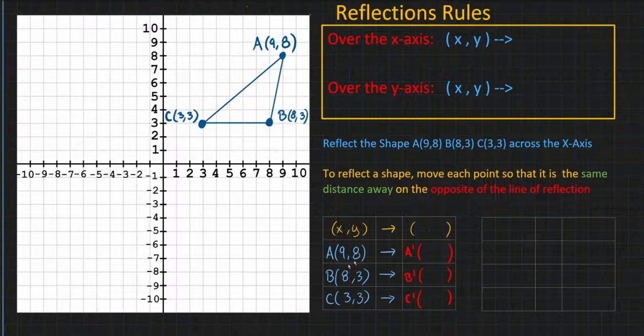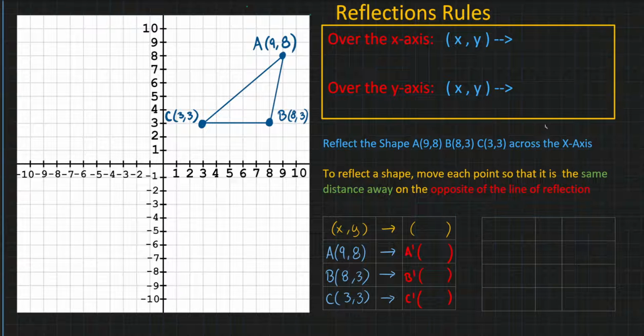So let's do that. In this video specifically, we're going to try and flip it over the x-axis and see if we can come up with a little mathematical rule. That way we can reflect things without using a graph. Just save some time in the future. So let's dive in. Reflecting the shape A (9,8), B (8,3), C (3,3) over the x-axis is a very simple feat.